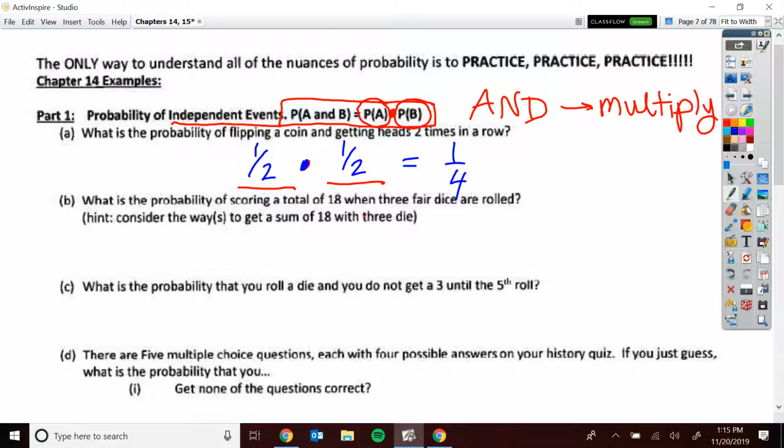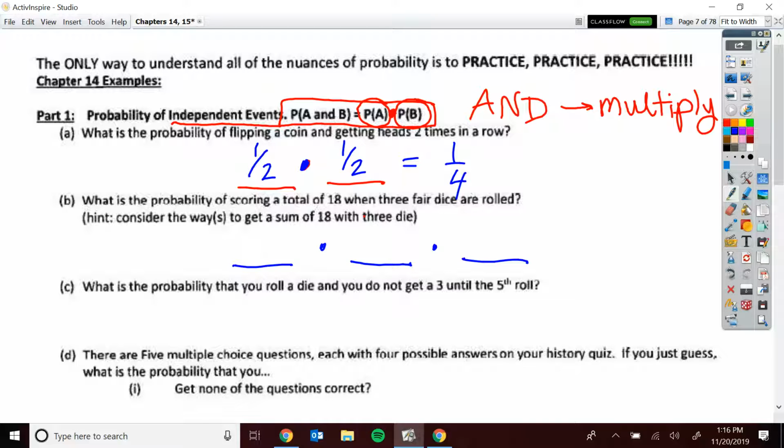How many events does question B have? What's the probability of scoring a total of 18 when 3 fair dice are rolled? How many events is that going to have? How many trials or occurrences? 3. I'm going to have 3 actions. I'm going to roll a die, and then roll a die again, and then roll a die again. Here's a hint. How can you get a sum of 18? 6 plus 6 plus 6. Okay, so there's your little hint.